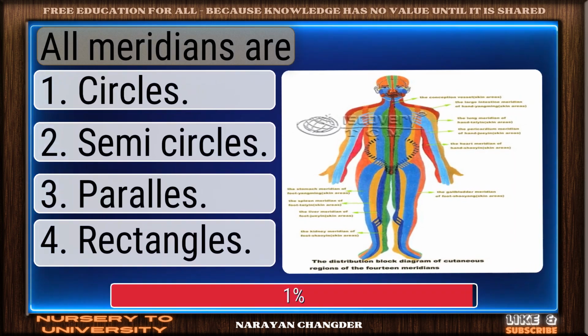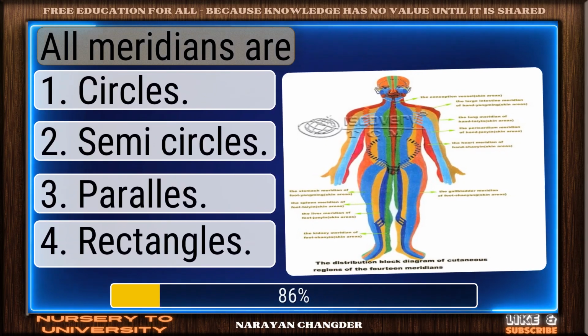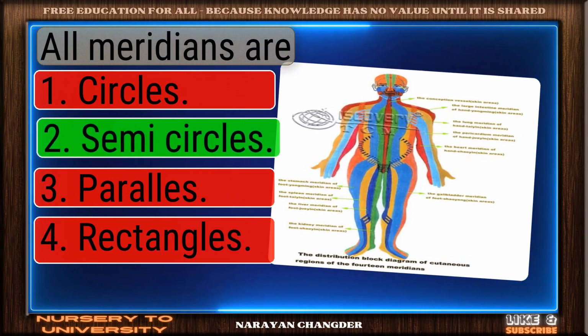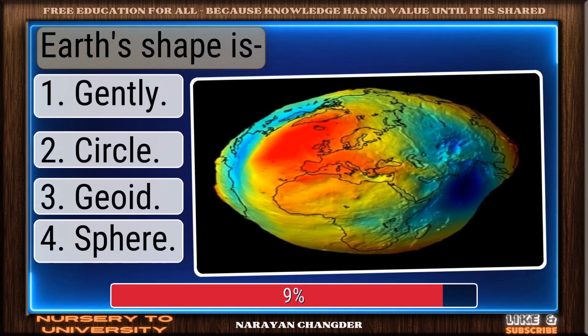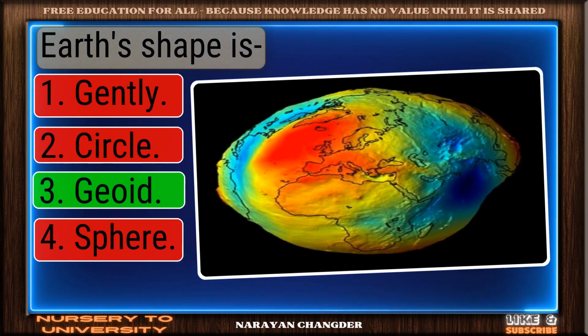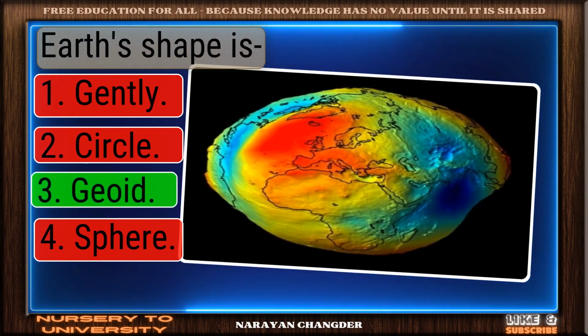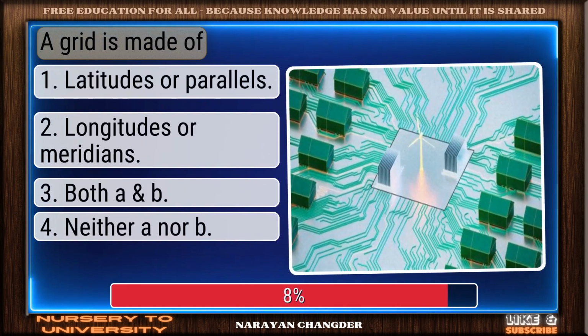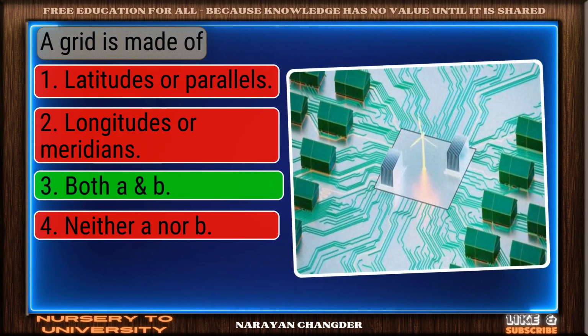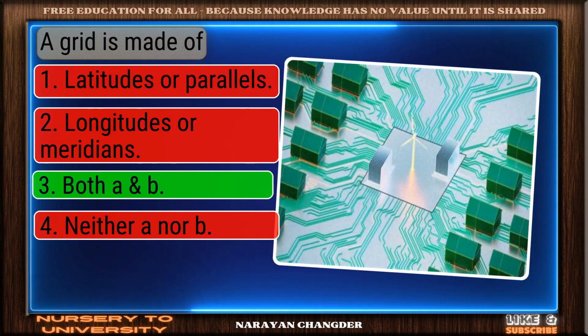All meridians are. Great thinking. Semicircles is the right choice. Earth's shape is. You're right. Geoid is the correct answer. A grid is made of. Strong choice. Both A and B is the right answer.